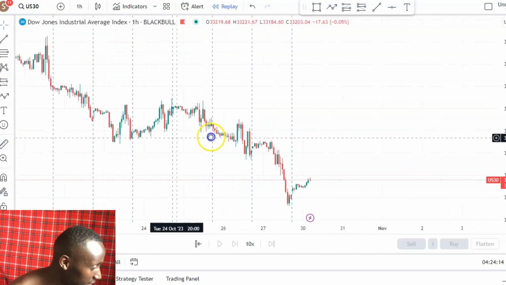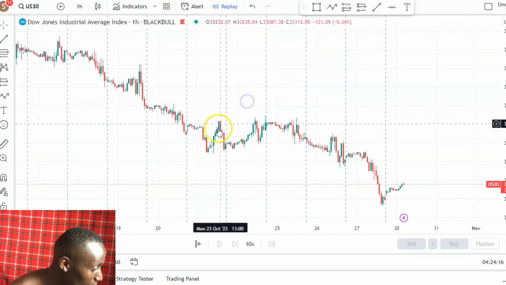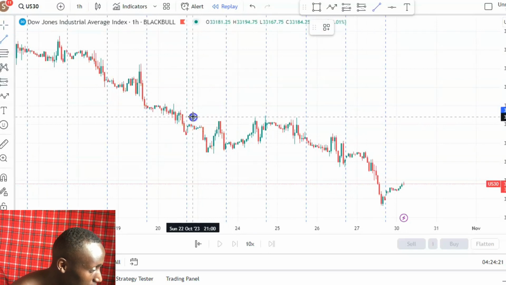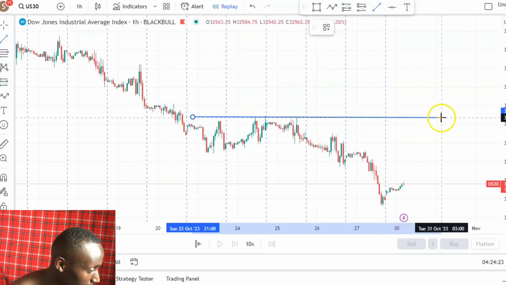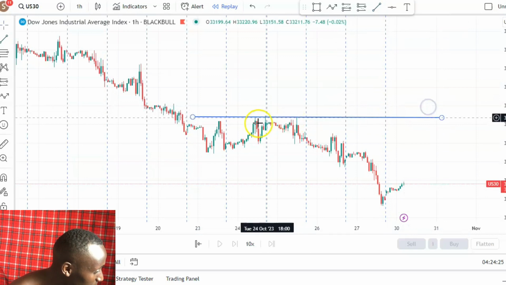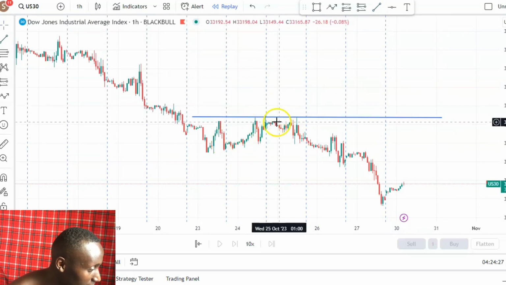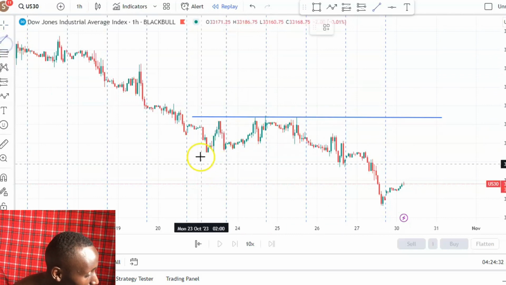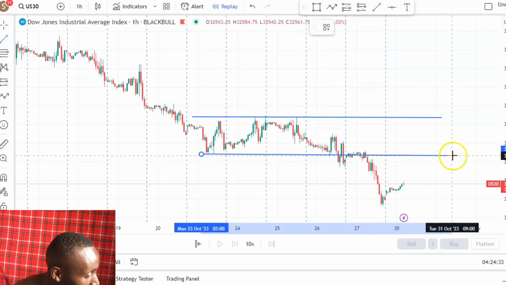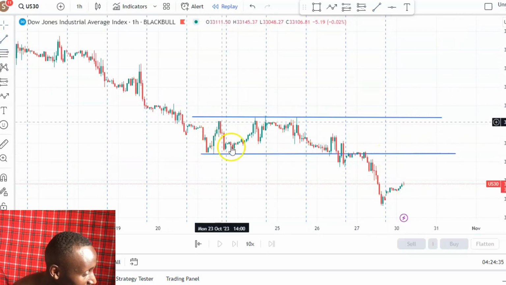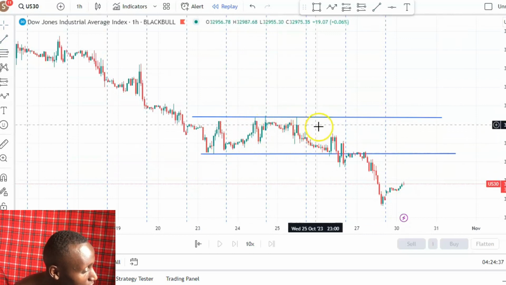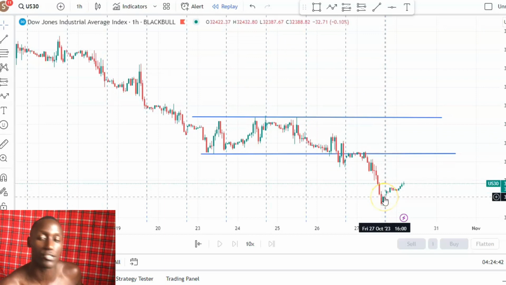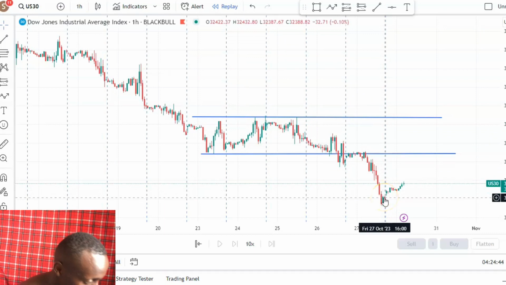So let's look at this example here. We have Monday setting this high. Now you can see price never really broke out of that high and closed outside of the range. So price on Monday, Tuesday and Wednesday was in a trading range. And then on Thursday price broke out, and then Friday price continued breaking down.